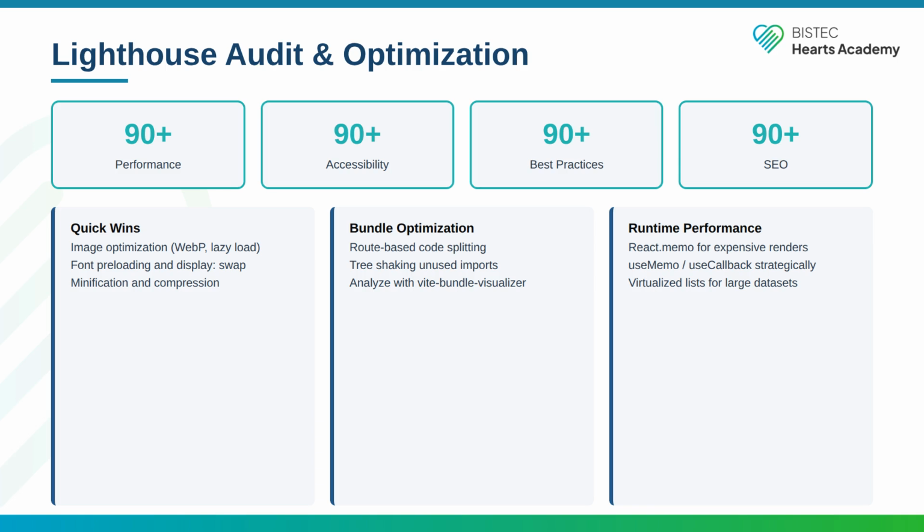Tree-shake unused imports. Runtime performance: use React.memo for components that re-render expensively when their parent renders. Use useMemo and useCallback strategically, not everywhere, just where profiling shows unnecessary re-renders. For long lists, use virtualization with a library like React Window. Run Lighthouse, identify the biggest opportunities, implement the fixes, run it again, and iterate until you hit 90 or higher.